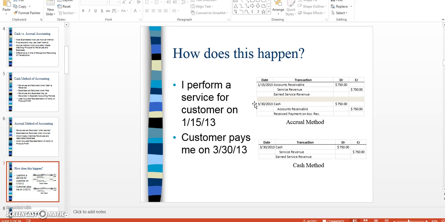So when we receive the cash payment on March 30th, we're not recognizing revenue again, we're just settling the receivable that we created on January 15th. So we receive that cash, $750, and we credit the accounts receivable account $750 to eliminate that receivable from our books.